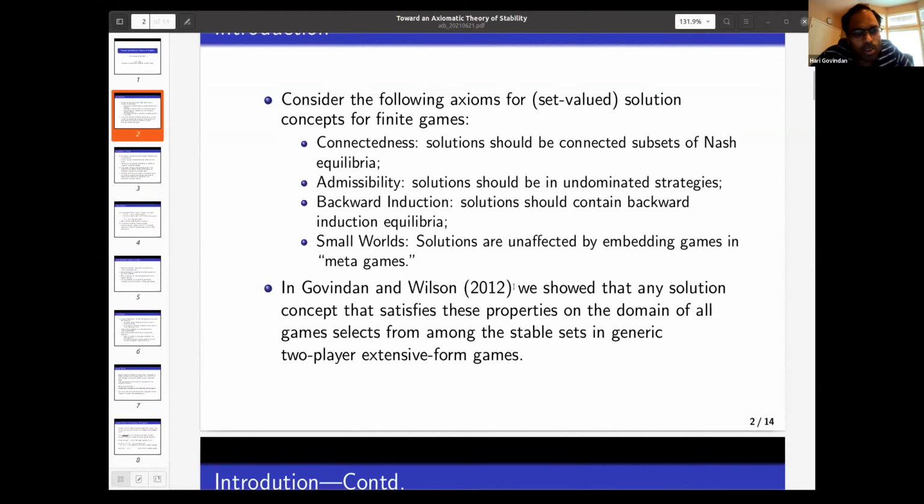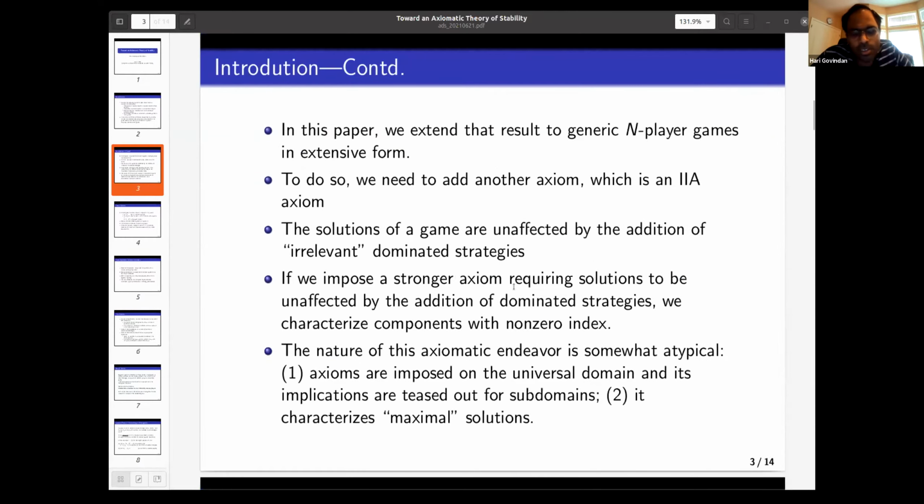What I'm reporting on today is an extension to n-player games, but still for generic extensive form games. We don't know what happens for a non-generic extensive form game. These are really, really non-generic normal form games. A generic extensive form game is still non-generic in a normal form, but it has enough regularity that you can manipulate the regularity to say something. In general, we don't know.